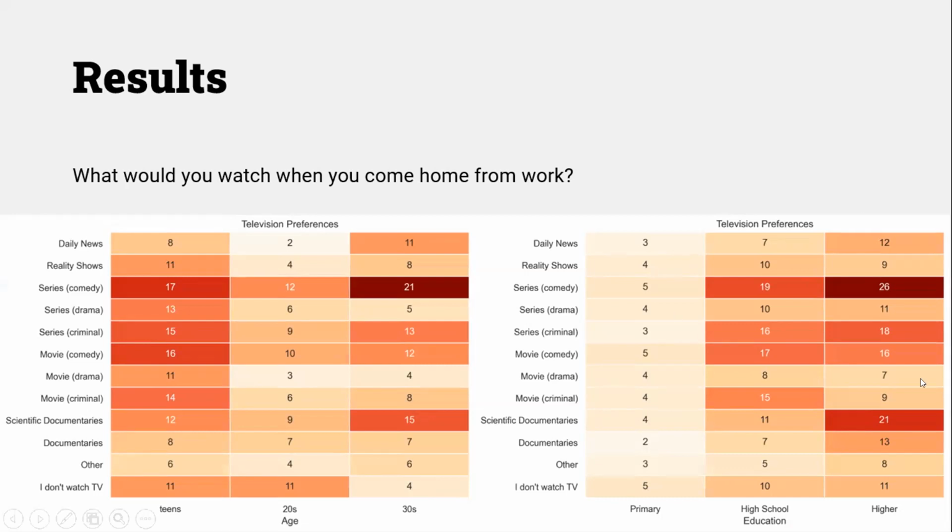The right part of the figure shows that the respondents having a higher education degree prefer comedies, criminal movies, and series, as well as scientific documentaries and watching the daily news.